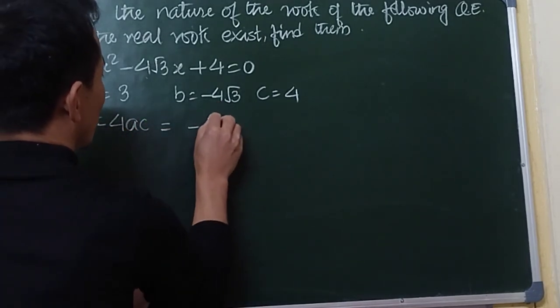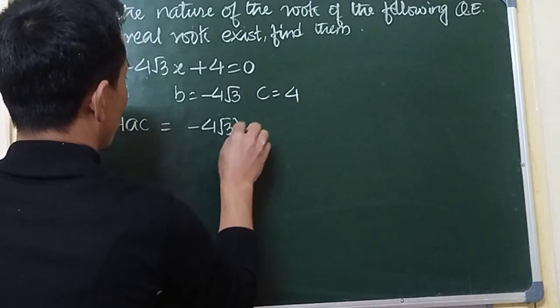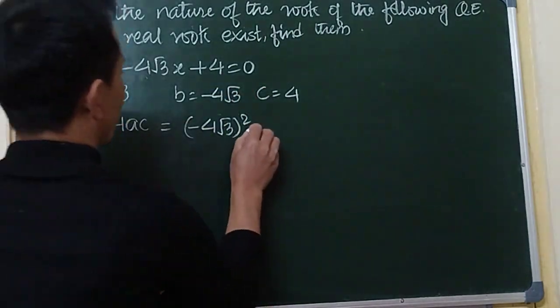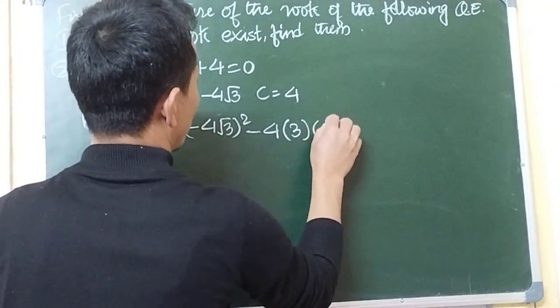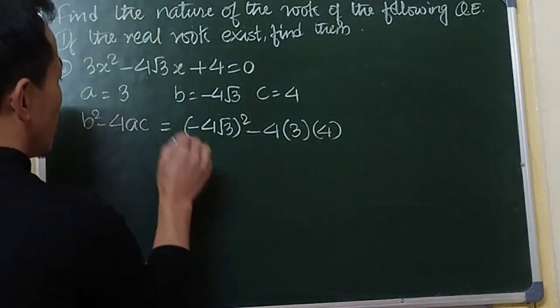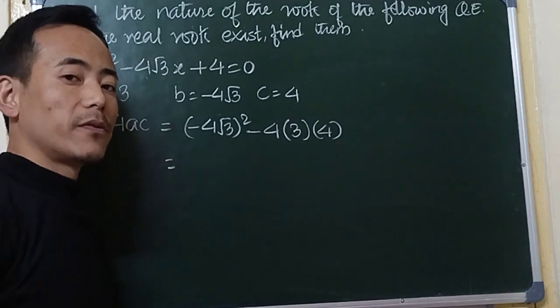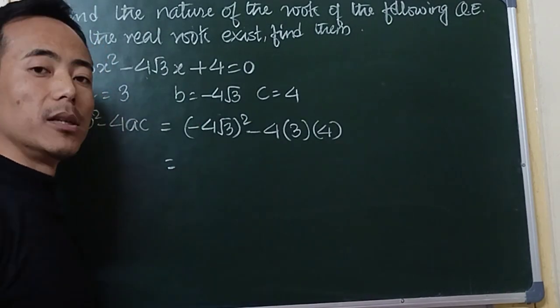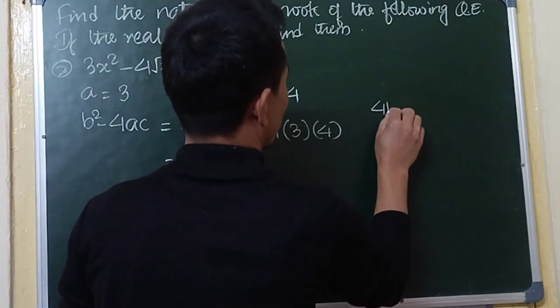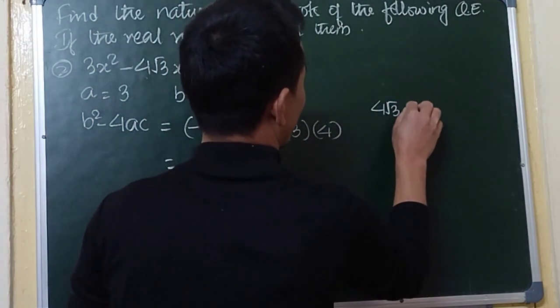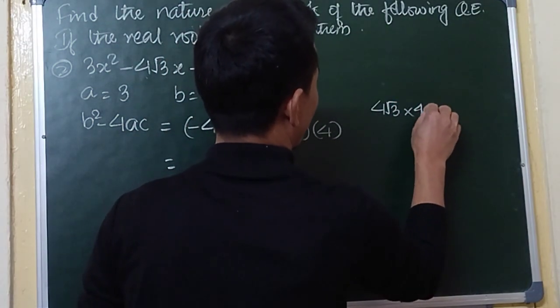So put the values here in this equation. B is minus 4 root 3, so whole square, minus 4, A is our 3 and C is our 4. So you have to find the square of this value. Minus square is plus. Then we have 4 root 3 into 4 root 3. Yesterday also I explained this, how you can find the value when you have roots.